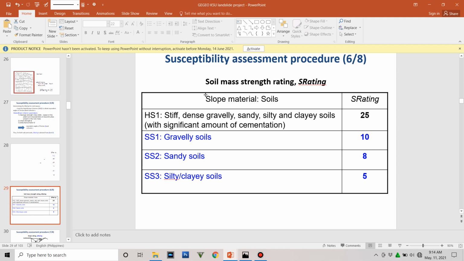So moving on to the soil as a material, we have also an established S rating for this. For HS1, or hard stiff soil 1, we have the stiff, dense, gravelly, sandy, silty, and clayey soils. We have that rating equal to 25. So when we have a gravelly soil, we have a score of 10, and if we have sandy soils, we have a score of 8, and if we have silty or clayey soils, we have a score of 5.